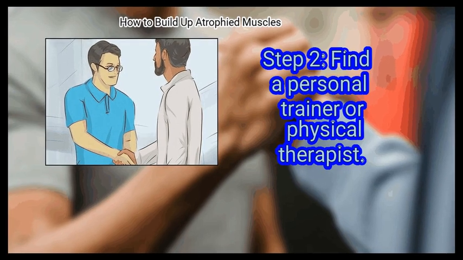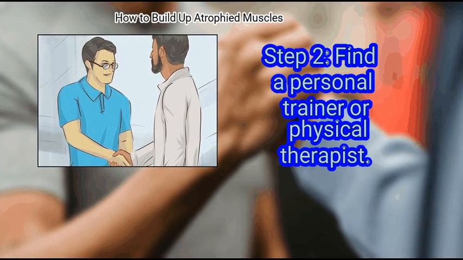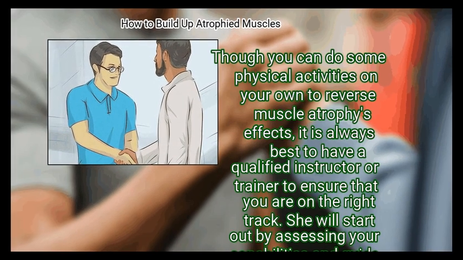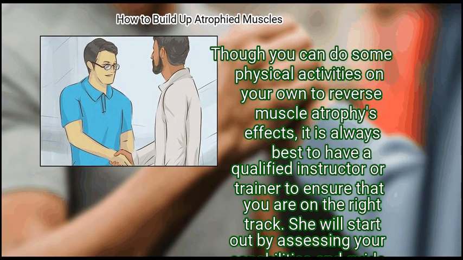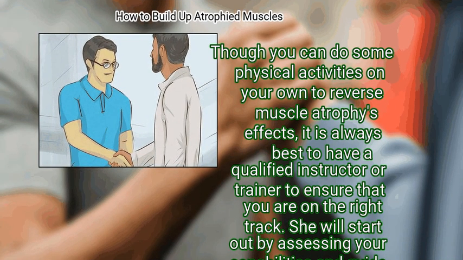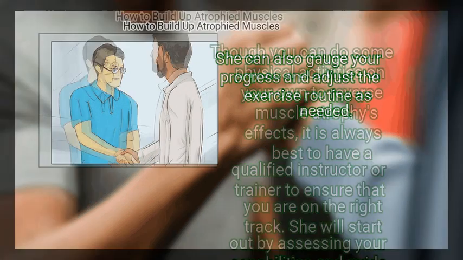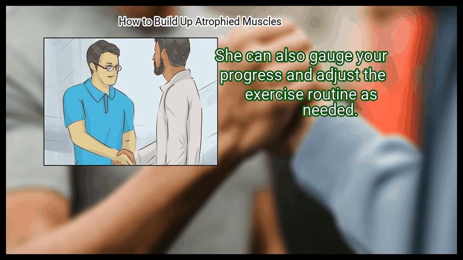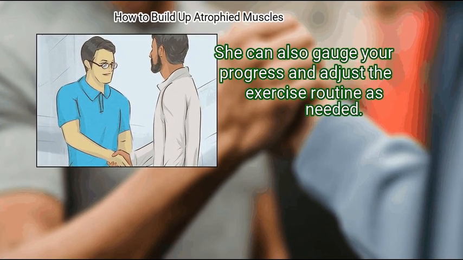Step 2. Find a personal trainer or physical therapist. Though you can do some physical activities on your own to reverse muscle atrophy's effects, it is always best to have a qualified instructor or trainer to ensure that you are on the right track. She will start out by assessing your capabilities and guide you through specific exercises to build muscle in the atrophied areas. She can also gauge your progress and adjust the exercise routine as needed.